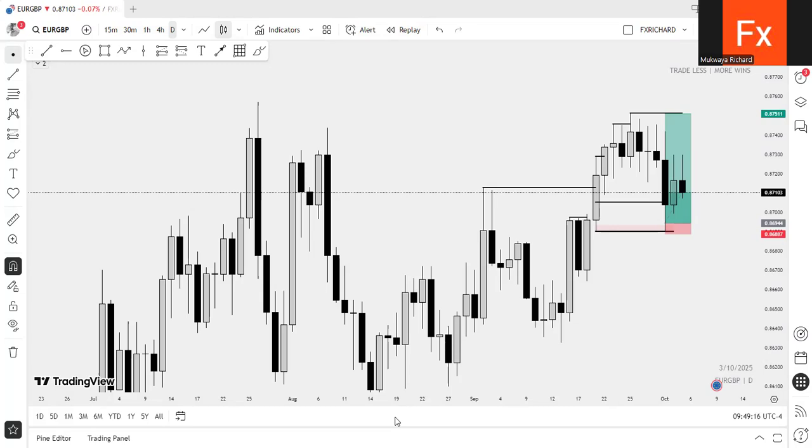So I want to make a recap on the trades that I took last week, because last week I had a trade on USD CHF, I had a trade on Euro JPY, then I had a trade on Euro GBP.